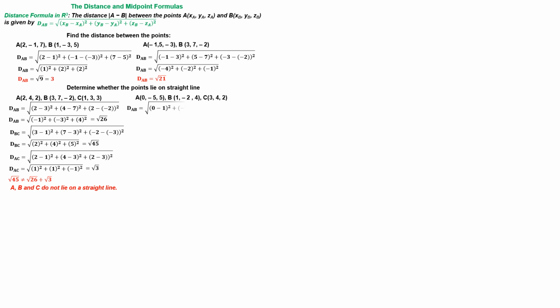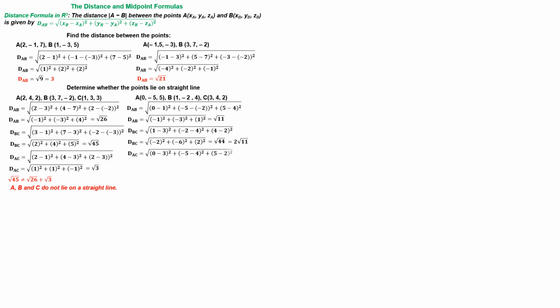To solve part B, we will do the same. Since the longest distance measured is equal to the sum of the two shorter distances, these points lie on a straight line.